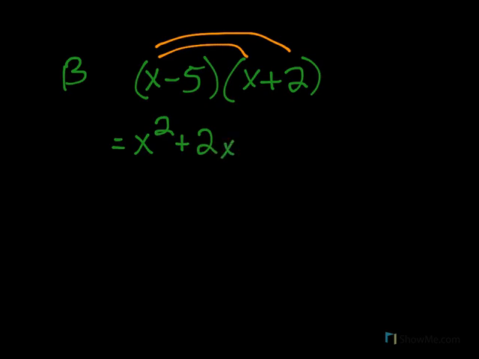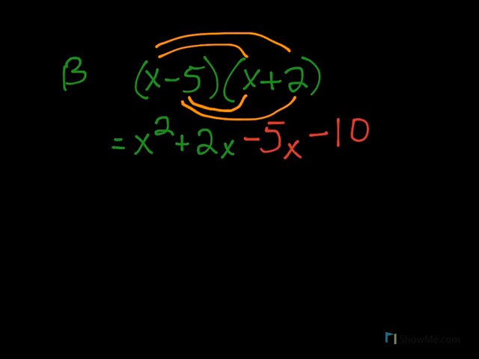Okay. Now we're going to do inner. Now be careful. There's a minus sign. Because there's a minus sign, we have to take it into consideration when we do FOIL. So negative 5 times x is negative 5x. Also, the last will be negative 5 times 2, which is negative 10.